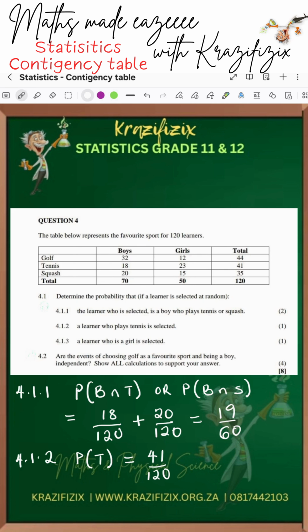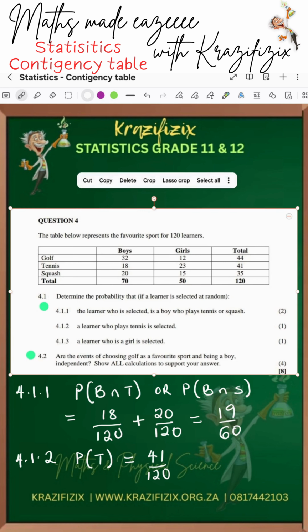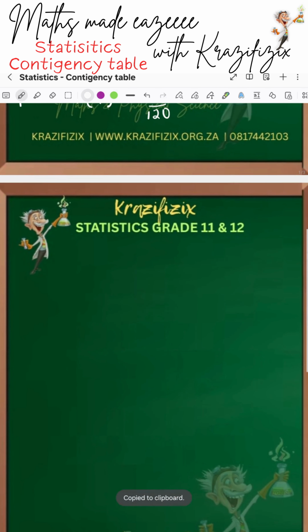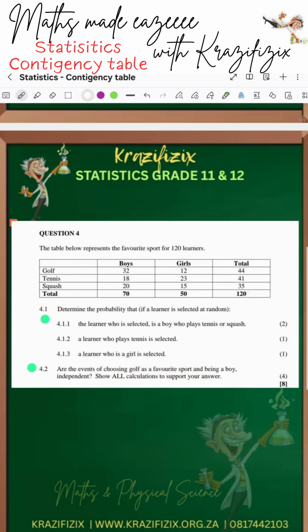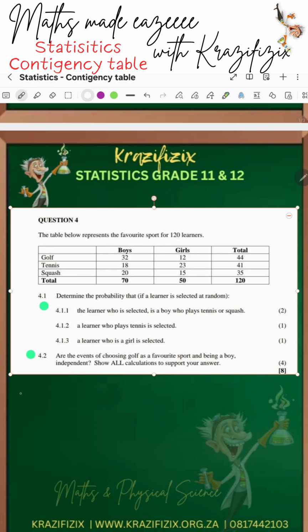Beautiful. Now, a player who is a girl is selected. We want a girl to be selected. So let's say probability 4.1.3 of selecting a girl. So we look at how many girls we have in total, where my girls are 50. So it's 50 over 120. Remember, don't leave your answer like this. We simplify, and that is 5 over 12.